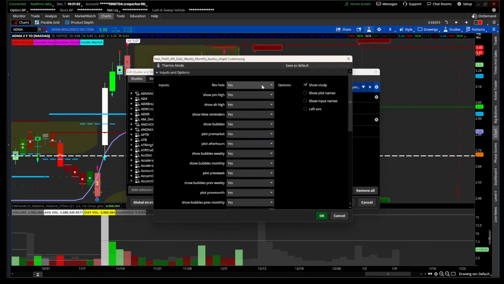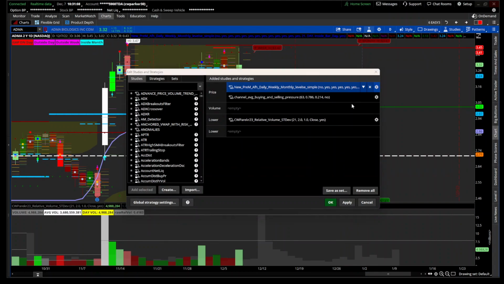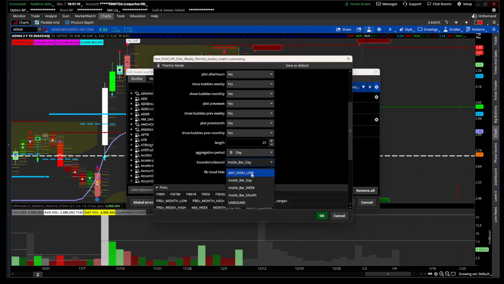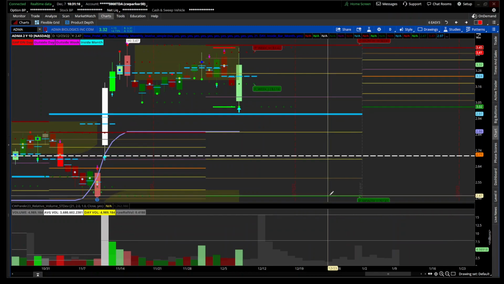So we can cut the fibs back on, and let's look at it. And right now, I should have adjusted those fibs to an inside month. And this is what we're looking at.